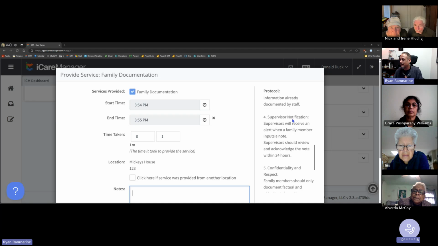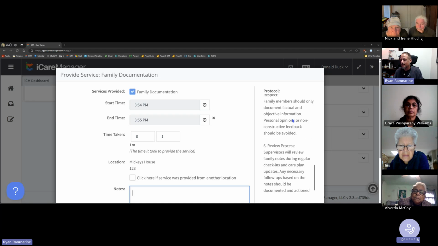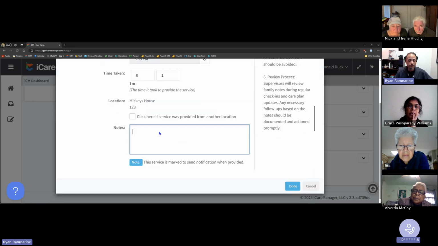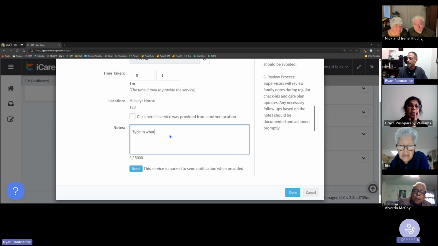Just be observant and respect confidentiality. The supervisors are required to do this. I did make the announcement on the first of this month to all the supervisors, so they are aware that this is coming. They will be on the lookout for your notes. So type in whatever you'd like, and then you're going to click done.